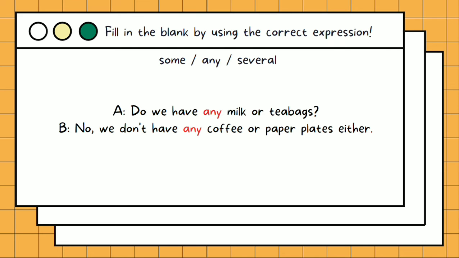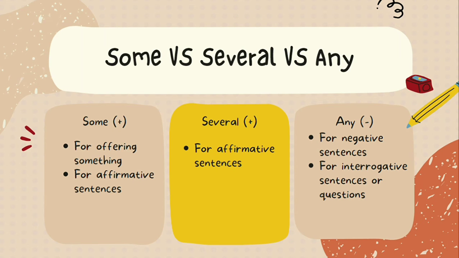Here, keep in mind this formula. For some, you can use some for offering something, or for affirmative sentences, like the positive sentences. And for the several, you can also use it for affirmative sentences, like some. But for any, you only can use for negative sentences or for interrogative sentences or questions.